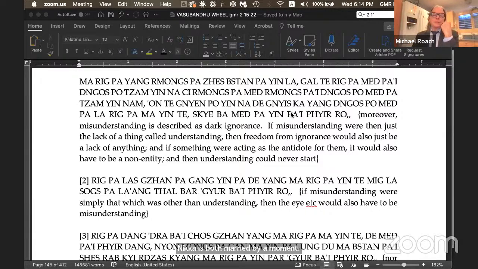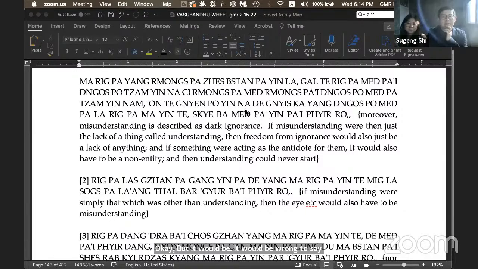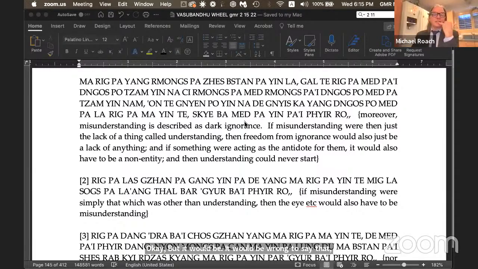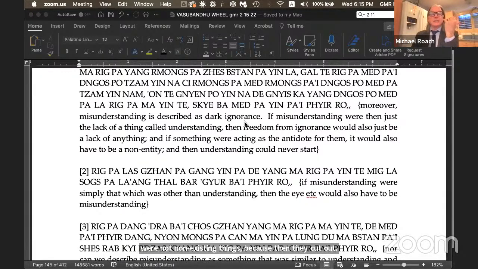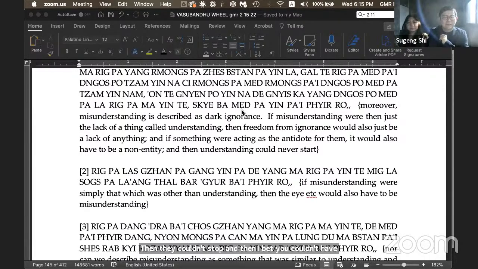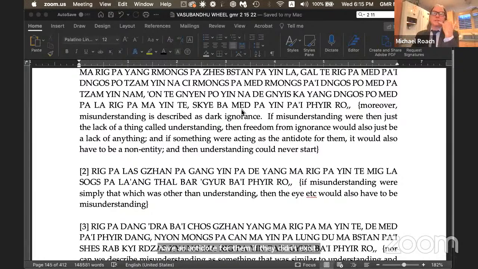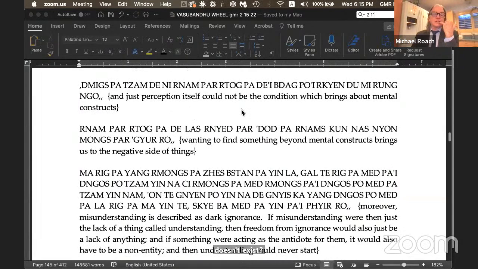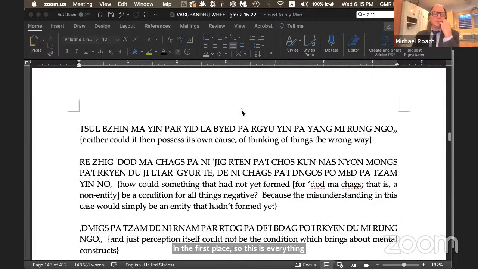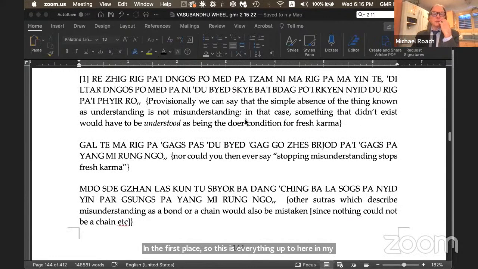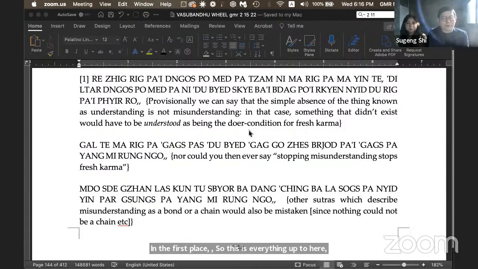But it would be wrong to say that both were non-existing things, because then they couldn't start. And then I guess you couldn't have an antidote for them if they didn't exist in the first place. How do you stop a thing which doesn't exist in the first place? So everything up to here, in my opinion, is covering the first possible meaning of myth.